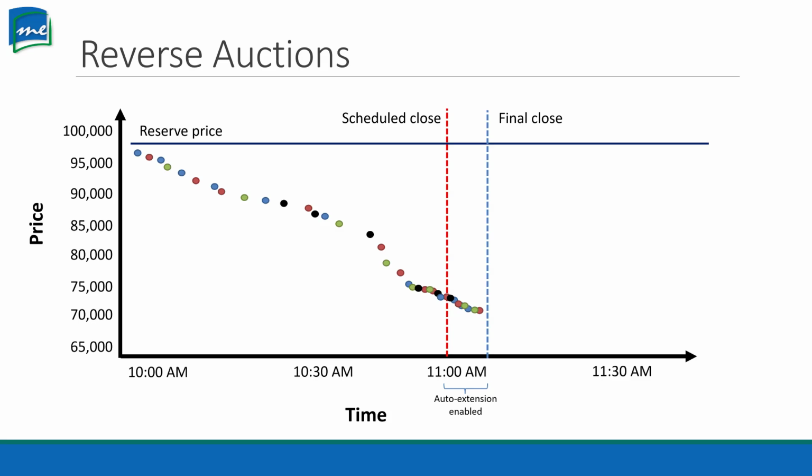So here we have the same thing from 10 a.m. and it goes to what looks like 11 a.m. But the price dropped from, let's say, $97,000 all the way down to roughly $70,000. And that happened over the period of 1 hour. But it looks like at 11 a.m. that was the scheduled close time. But because there were so many bids, it looks like an auto extension was given where it finally closed shortly after 11 a.m.